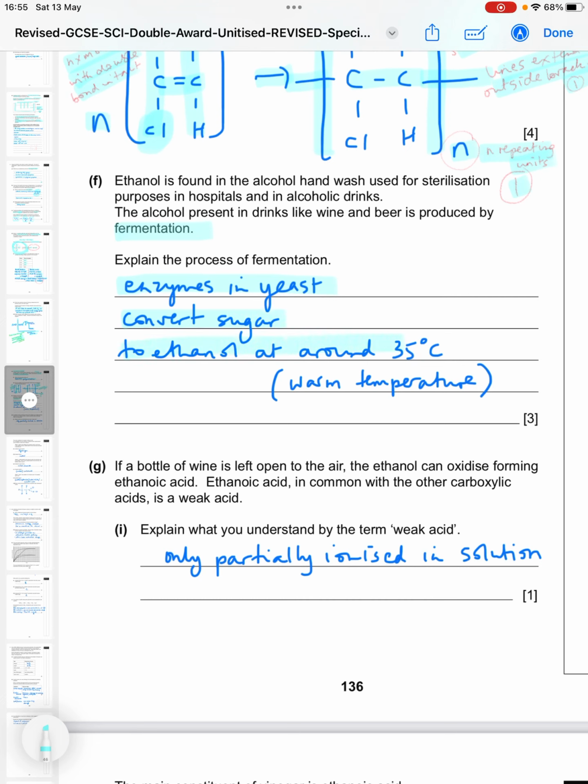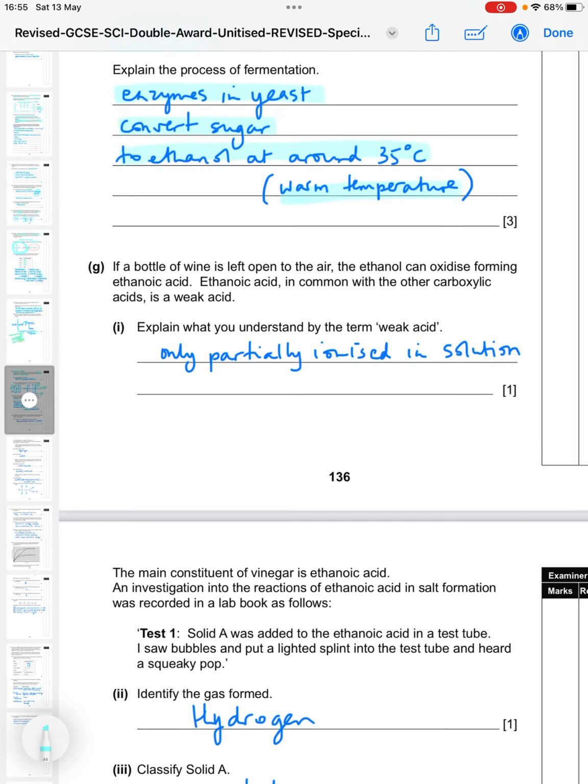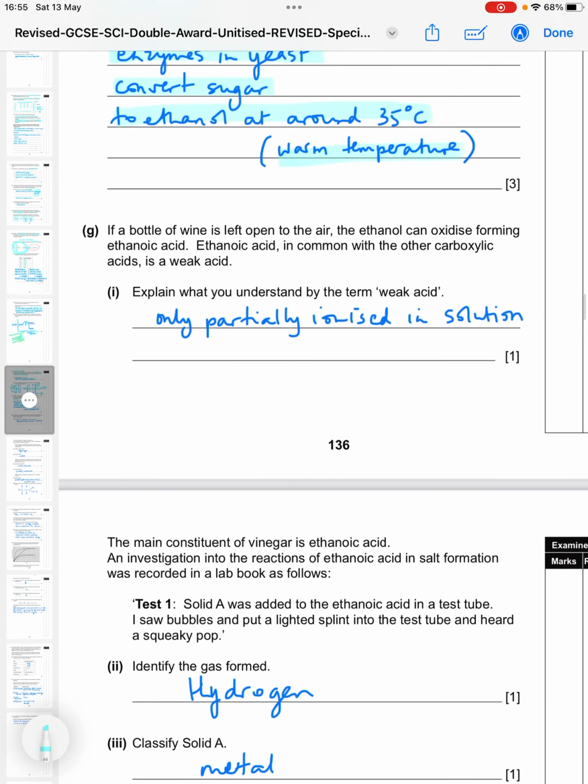The first mark is for saying that there are enzymes in yeast, and that those enzymes convert the sugar, and they convert it to ethanol at around 35 degrees. And they would have accepted a warm temperature instead of being specific with 35 degrees.